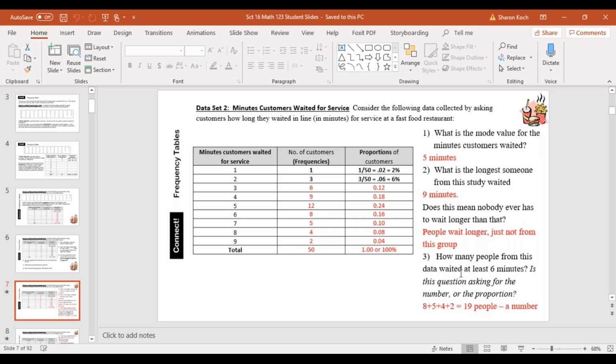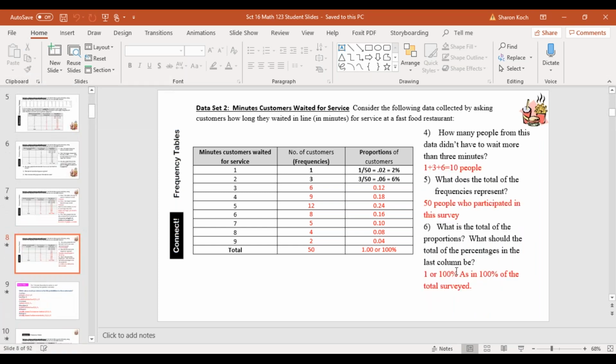Okay, so we want to be careful. The problem with probability is we have to be really observant with the wording. That's going to make the difference in whether we get the answer correct or not: paying attention to how they are asking the question. Okay, so how many people from this data didn't have to wait more than 3 minutes? That means we're going to see who waited 3 minutes, 2 minutes, or 1 minute. So that was 10 people. Okay, remember the total proportion should total 100%.